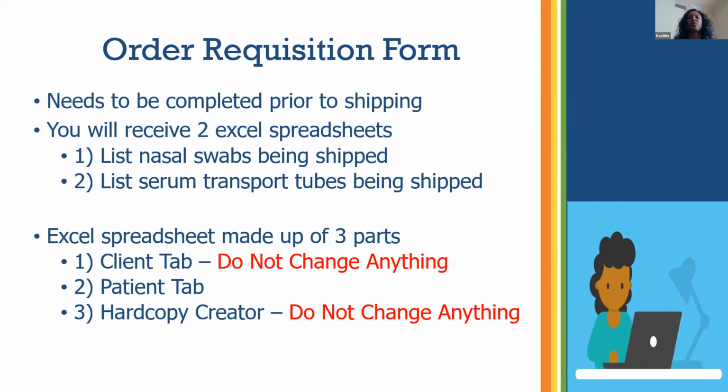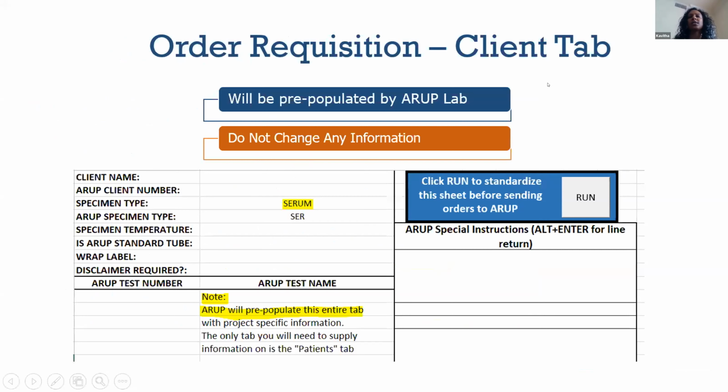And the spreadsheet is made up of 3 different tabs, and I'm going to go through the 3 different tabs right now. The first tab is the client tab. This is already going to be pre-populated. This is what the tab looks like. Do not change anything on this form. You'll notice that it says the specimen type, in this example, serum. So you know that this is where you're going to list on the next tab the specimens that were serum. This is also where your client number is located. It's going to be the same for everyone in this study, which I have listed later in the slides.